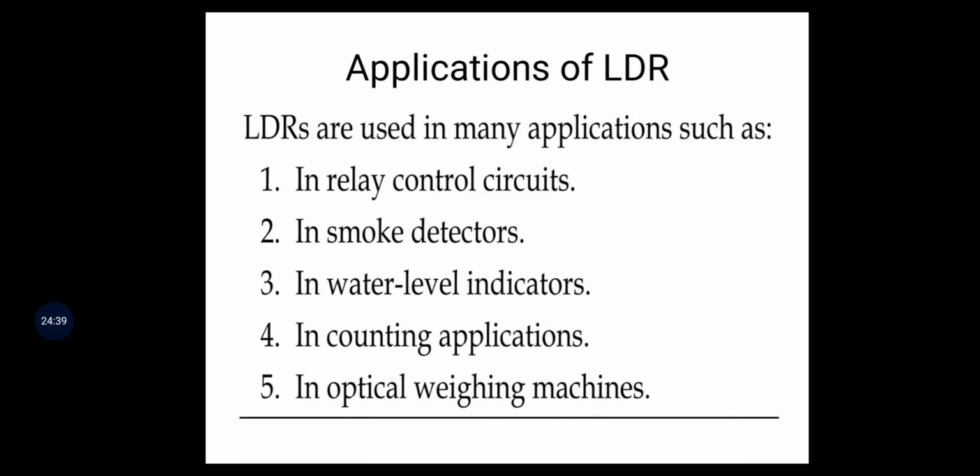Applications of LDRs. LDRs are used in many applications: relay control circuits, smoke detectors, water level indicators, counting applications, and optical weighing machines. In a smoke detector, when a fire occurs, we detect the smoke and an alarm rings. In that application we use the light dependent resistor. So these are the applications of LDR.